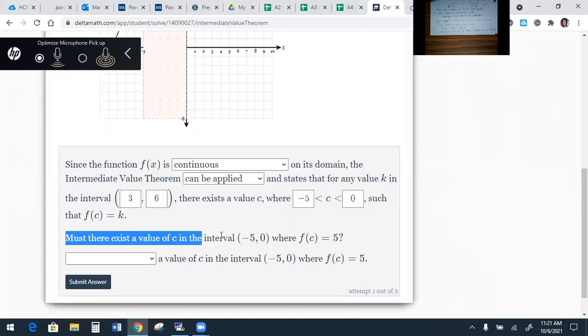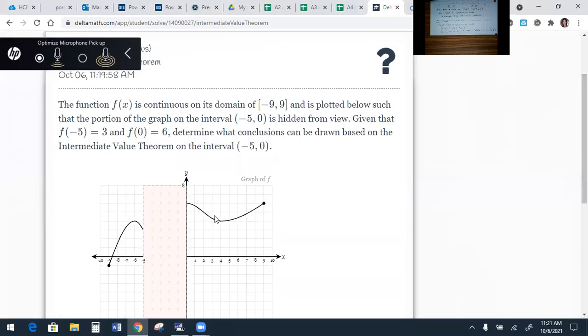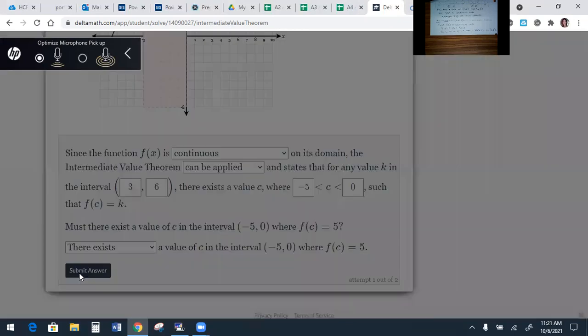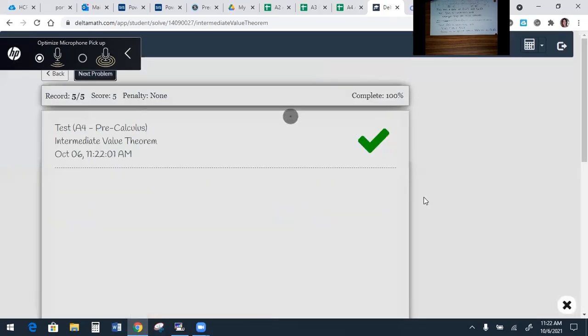Here's the question. Must there be a value where f of c equals 5? Well, is 5 somewhere in between 3 and 6? Like here's 3, here's 6. Is 5 in between? Yes. Okay, so there exists a value where f of c equals 5. Yes, and then you get a green check.